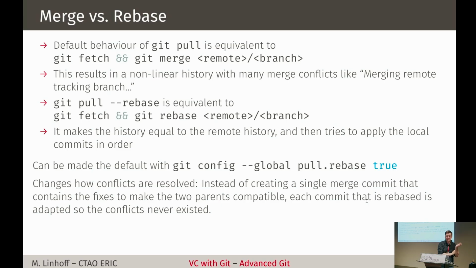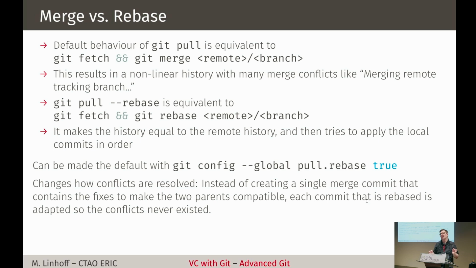So git pull is equivalent to git fetch and then git merge the remote branch into your local branch. But you can also do git pull --rebase, and this will then fetch and rebase. And this will first take the history like it is on the remote branch and then again apply the commits you have in addition locally on top of this.